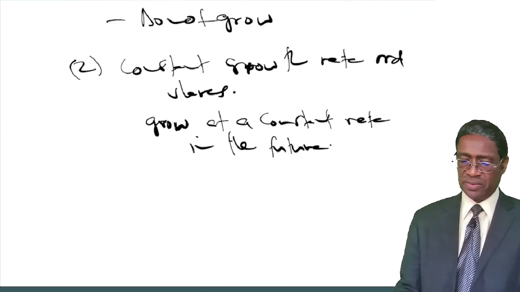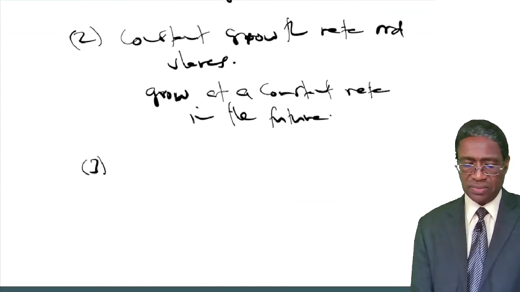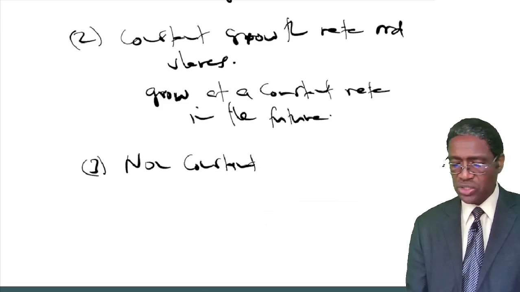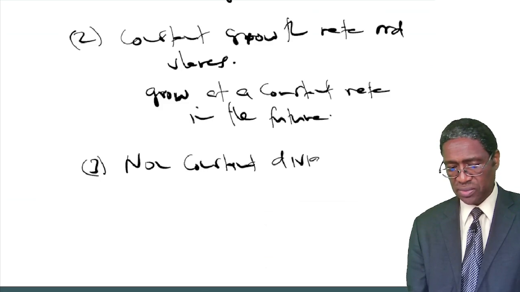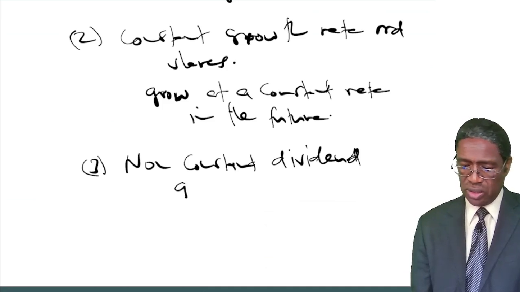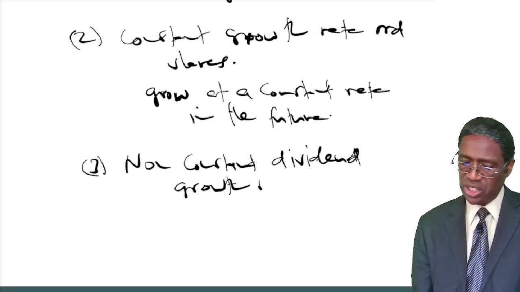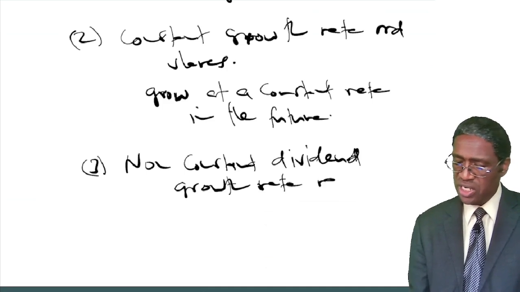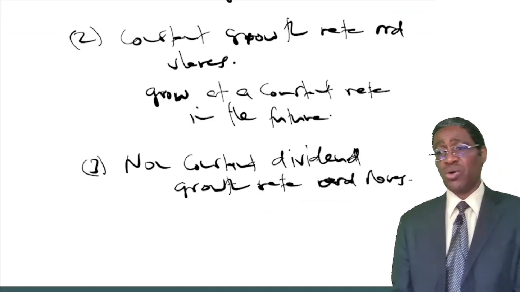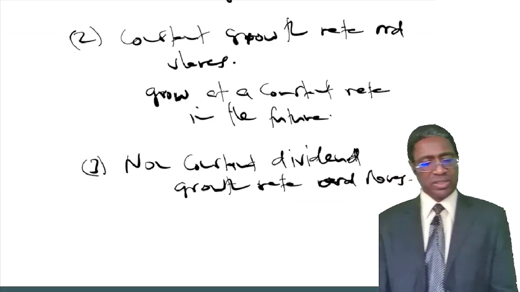Number 3, another third category: non-constant dividend growth rate ordinary shares.